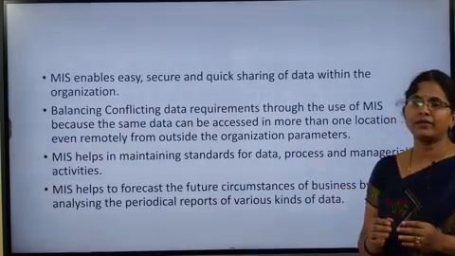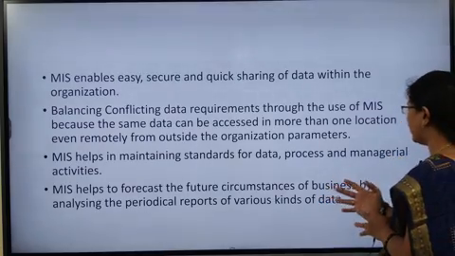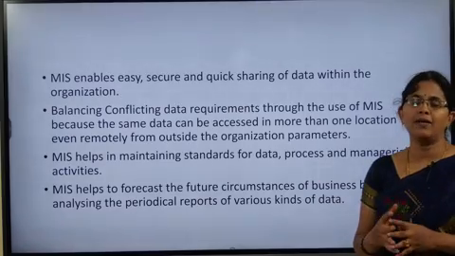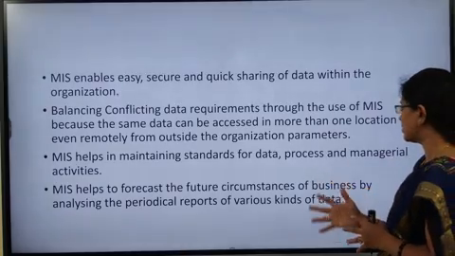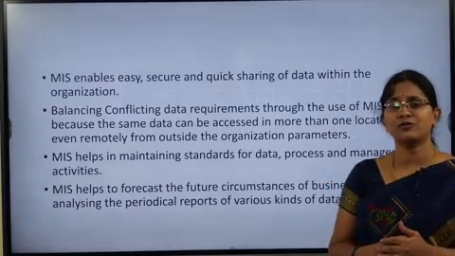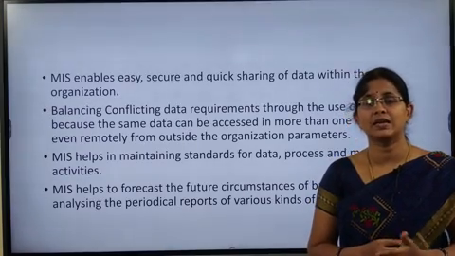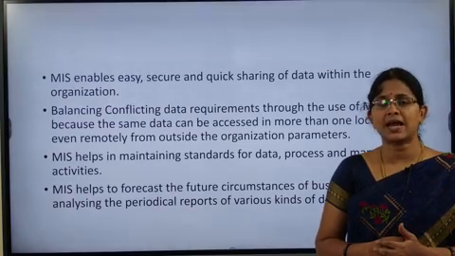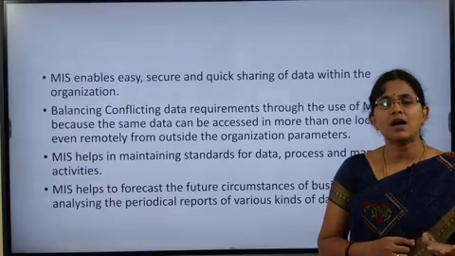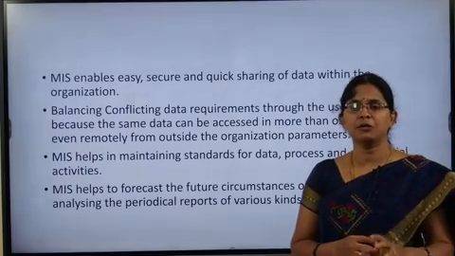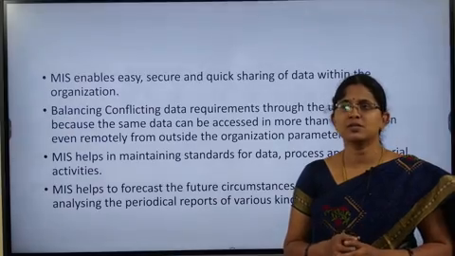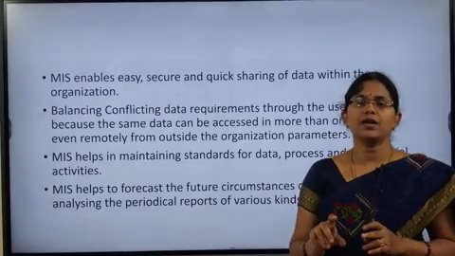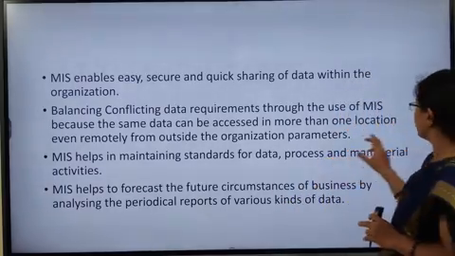It is also helpful in maintaining the standards for data, process and managerial activities. And it is helpful to forecast the future circumstances of the business. It means you can predict the future of the business. What will be next year's sales? What will be the next innovations and advancements that can happen in this business? All these are analyzed and estimated by using management information systems. So these are all the aspects which give you the complete picture of MIS and its role in the business.